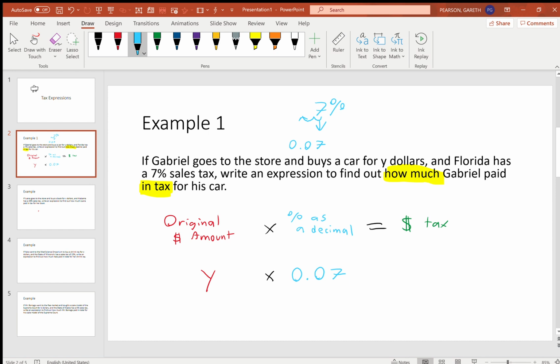That's it. All you're doing, what you would normally do, is take the original amount and multiply it times your percentage as a decimal. Here, since you don't have the original amount, you're putting whatever letter they told you in for the original amount. It's actually easier because you don't have to do any math, you just have to set up the problem. Let's move on to another example.